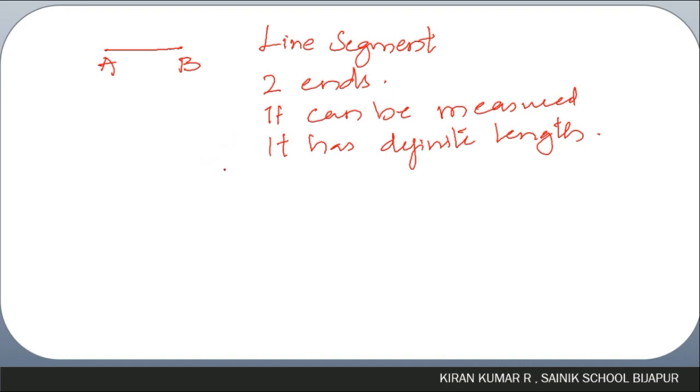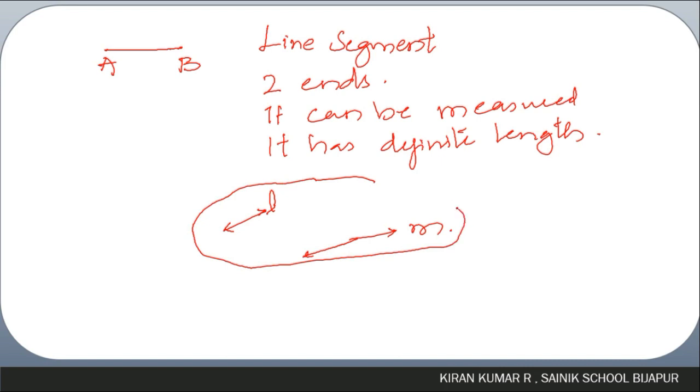We can't compare the lines. So for example, if I consider this as a line L, and this as another line, say M, should I say that line L and line M are equal? I can't say that because we are not sure about the length of the line. As the line can be extended on either side, we don't have a specific or definite measure, so it cannot be compared.